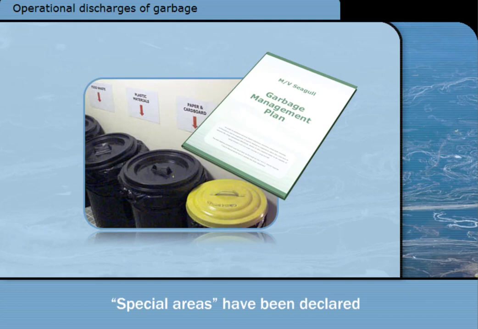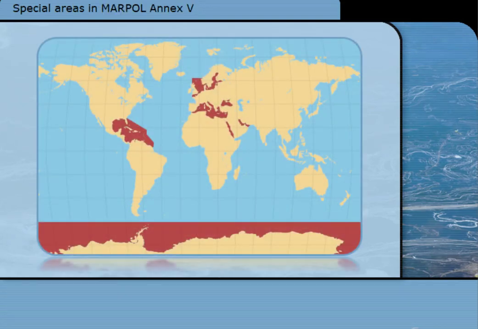Annex 5 applies restrictions on discharges of garbage from ships. Some are general, and others depend on whether the ship is inside or outside an Annex 5 special area. A special area is declared by the IMO where, for reasons of its nature and its sea traffic, special mandatory methods for the prevention of sea pollution by garbage are required. The MARPOL Annex 5 special areas are listed in the current edition of MARPOL.